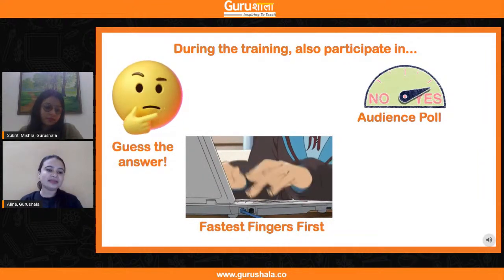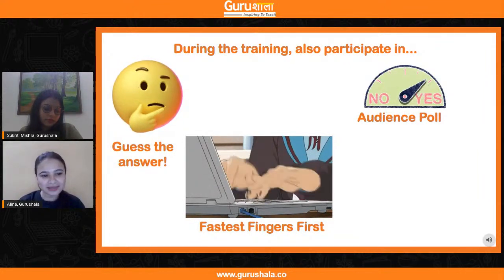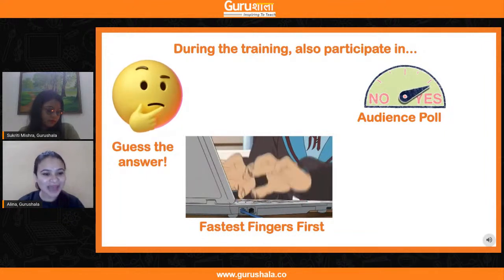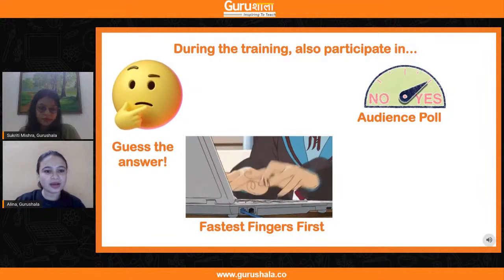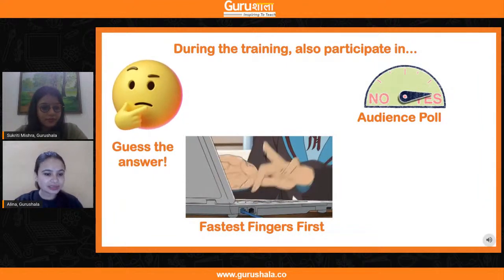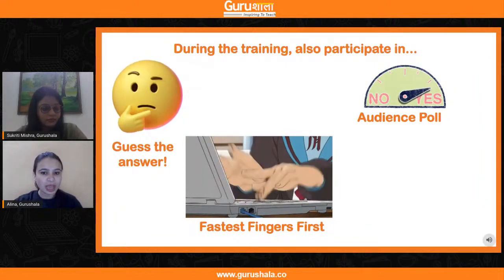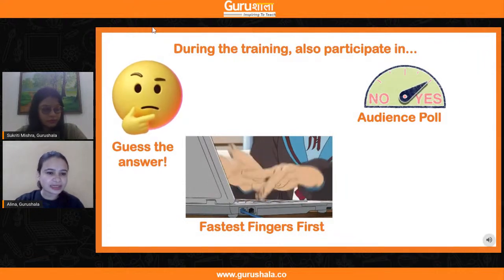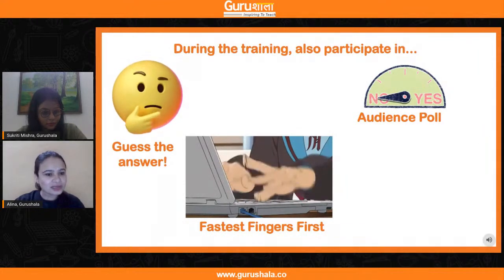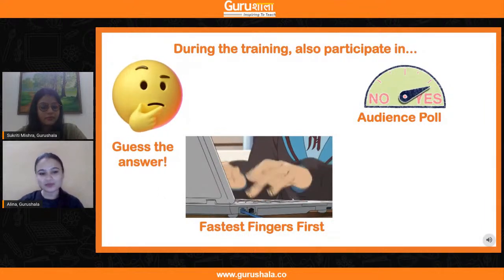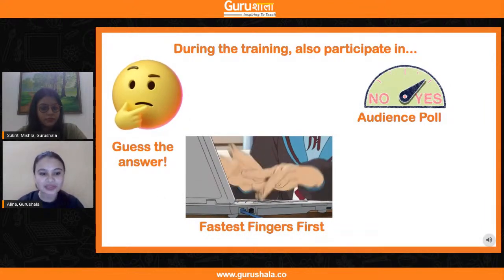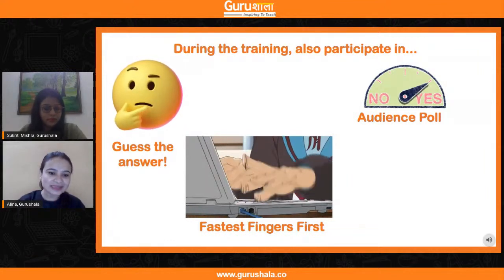And as you said earlier, we will start our day with a very short and interesting activity for our teachers. Before that, I would like to tell that during this course of training, we will be engaging with our teachers in three different activities. First is guess the answer. So you'll have to guess the answer to a question or probably a clue. We'll see to that. And then second is fastest fingers first.